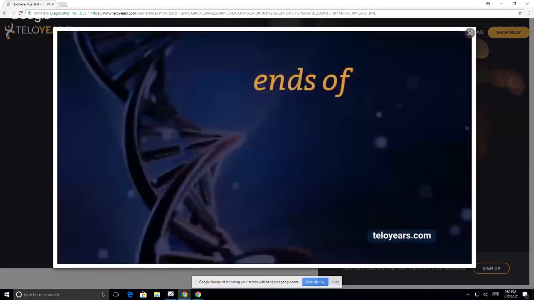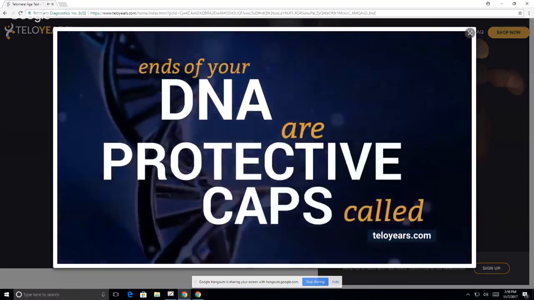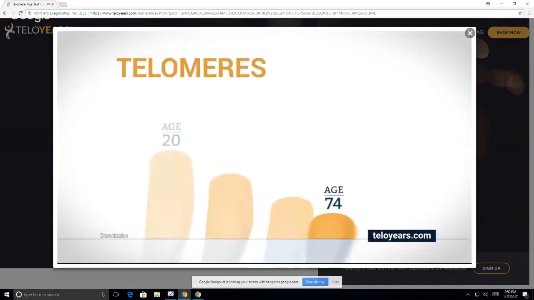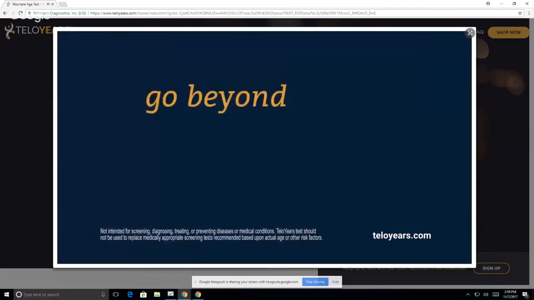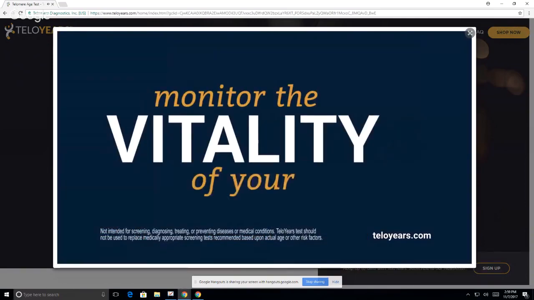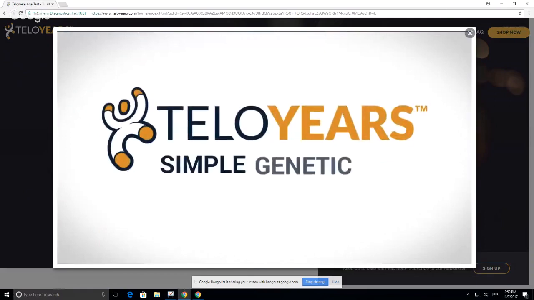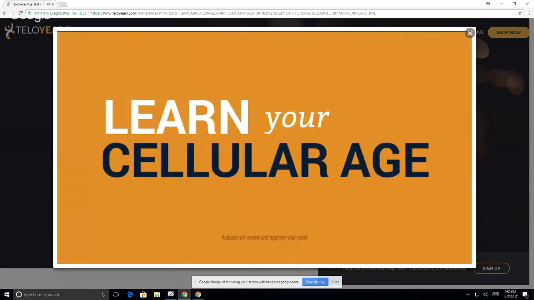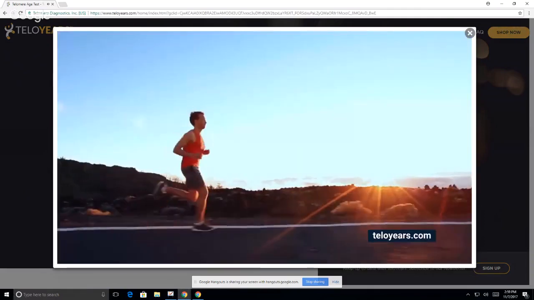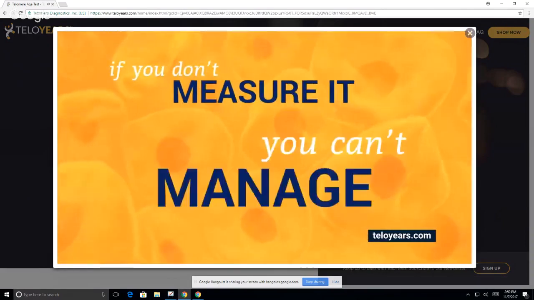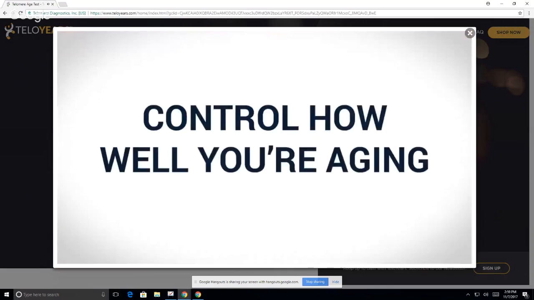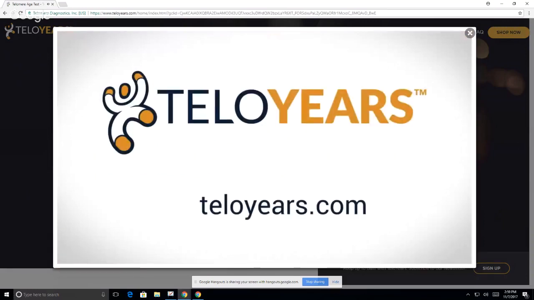Your cells at the ends of your DNA are protected by caps called telomeres. They shorten with age, but also change with certain lifestyles, both good and bad. Go beyond ordinary vital signs to monitor the vitality of your cells with telomeres, a simple genetic test that lets you learn your cellular age based on your telomere length. There are steps you can take to slow down the clock on the aging process, but if you don't measure it, you can't manage it. Control how well you're aging. Learn more at telomeres.com.